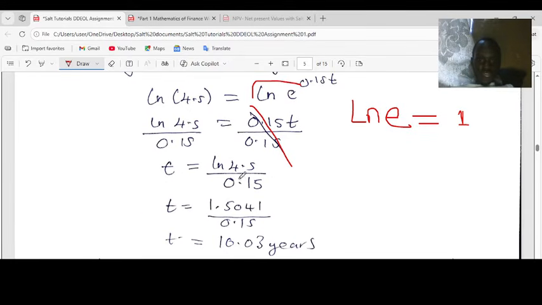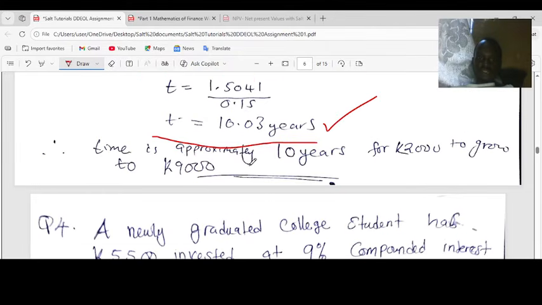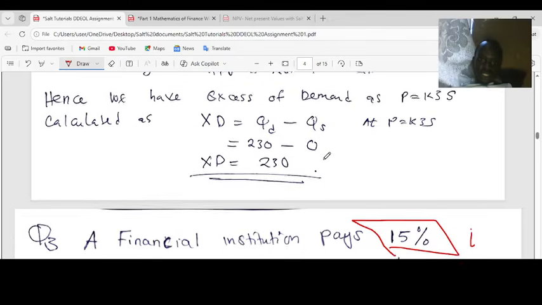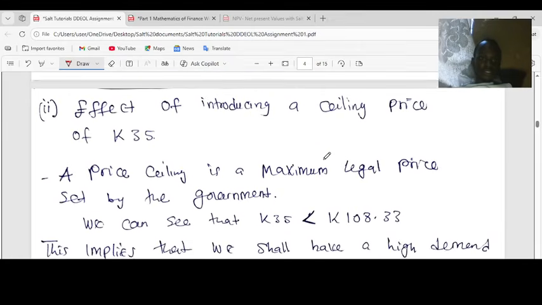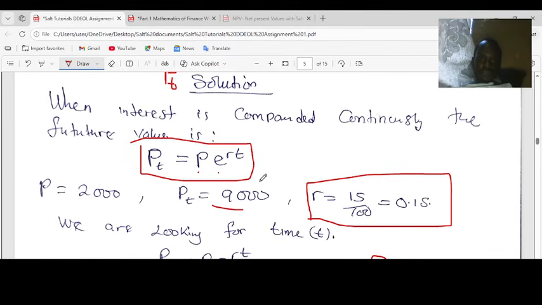You calculate on your calculator: punch natural log of 4.5, then divide the answer by 0.15. You need to have something like this, which means the time taken, which is t, for you to grow 2,000 to become 9,000, should be approximately 10 years. And you are done with question 3. So question 3 is continuous compounding. In short, it's compounded continuously. So the key formula is that.